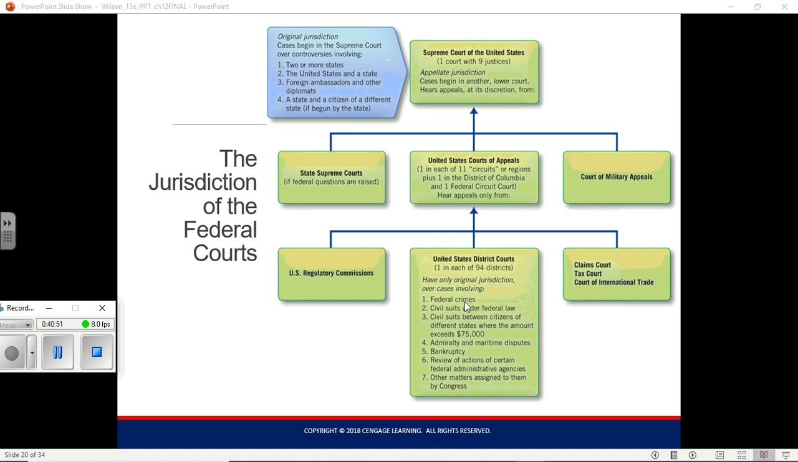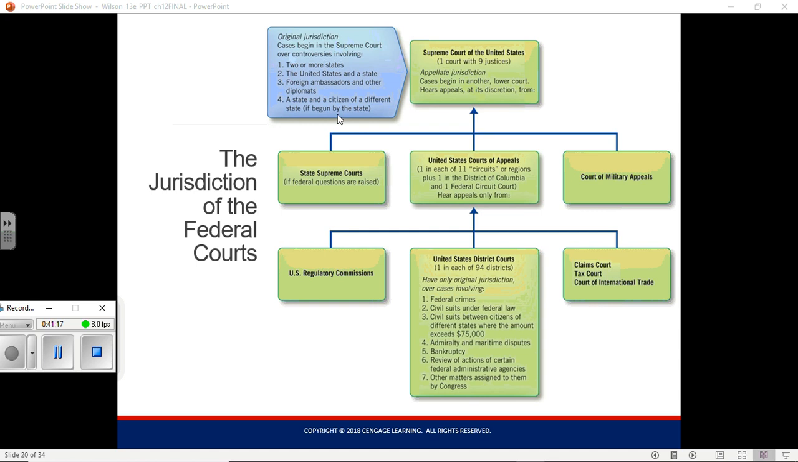Cases that do somehow affect the Constitution or a law can start a chain reaction, right? And can eventually work their way up to the Supreme Court. All right, so just because you go to appeals court, let's say you're unhappy with appeals court, that doesn't mean you're going to go to the Supreme Court.